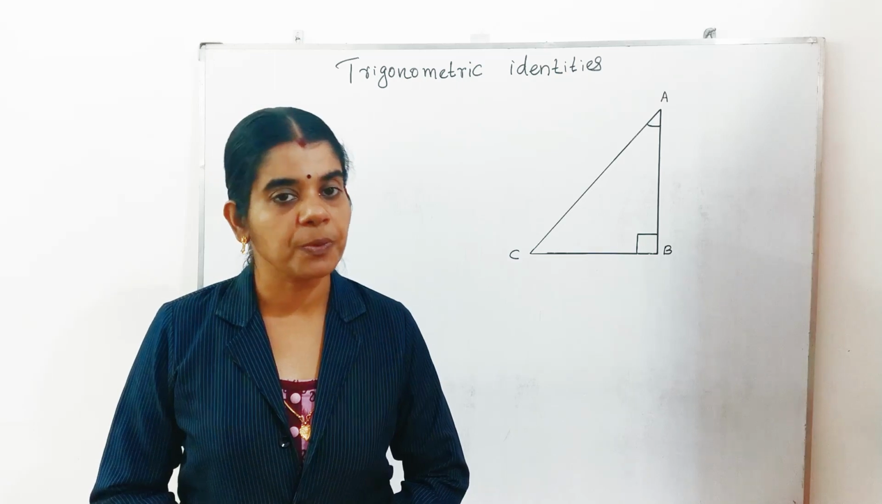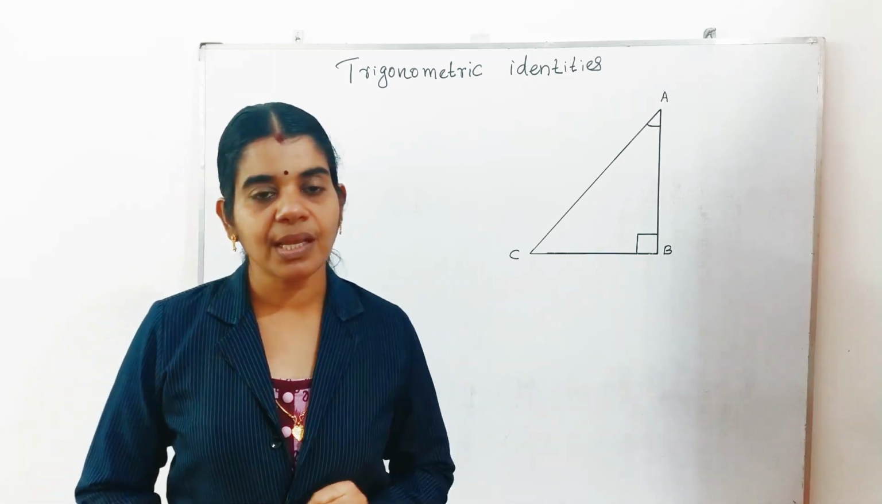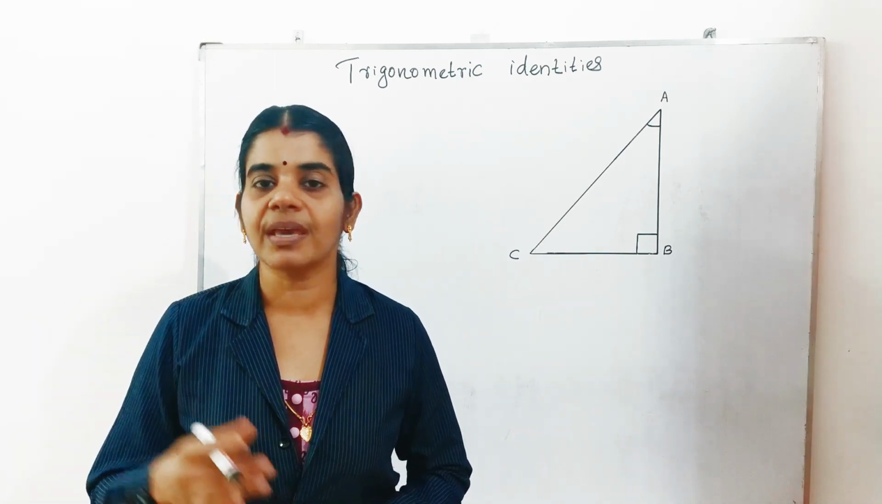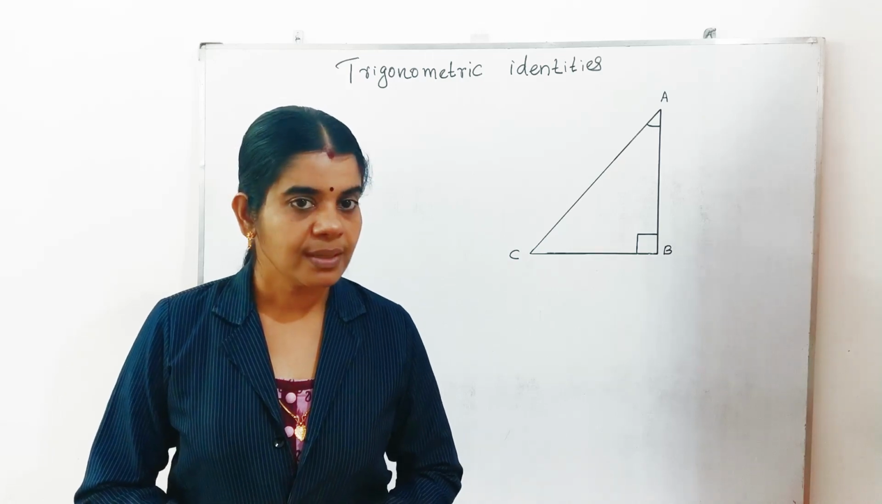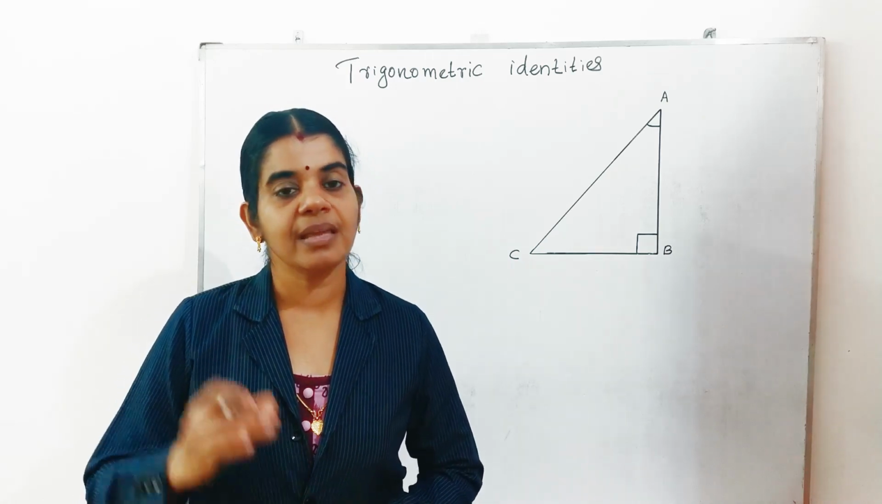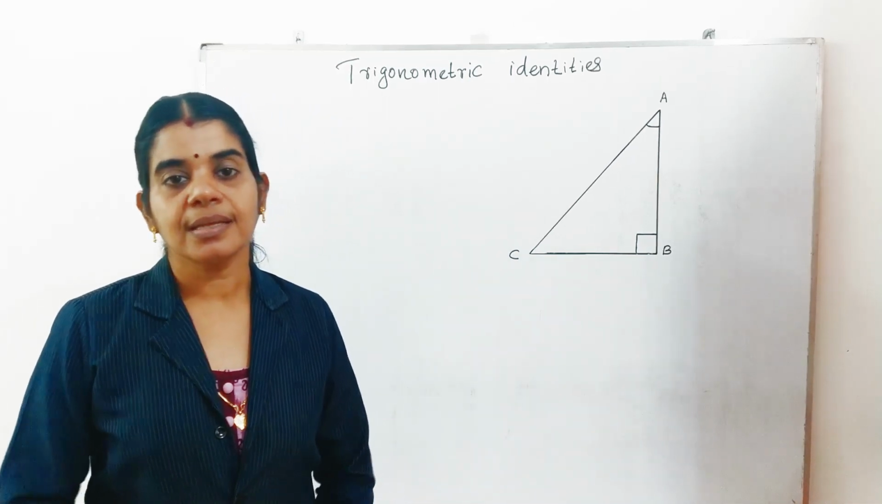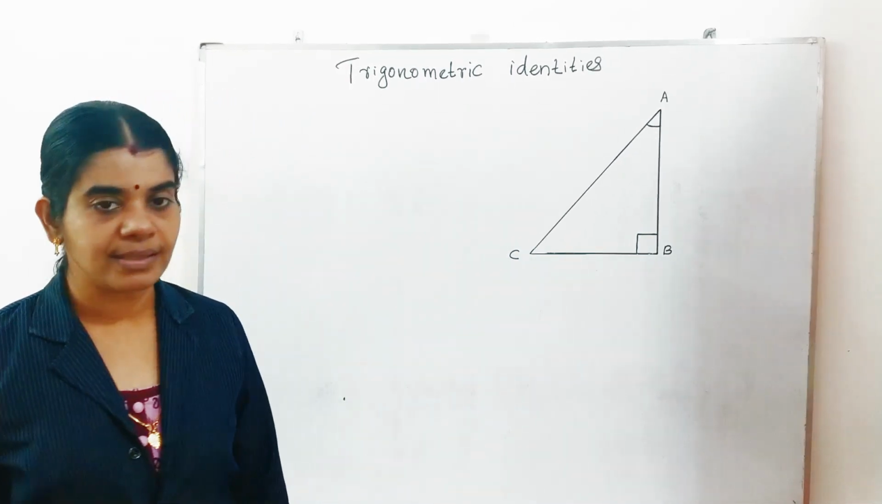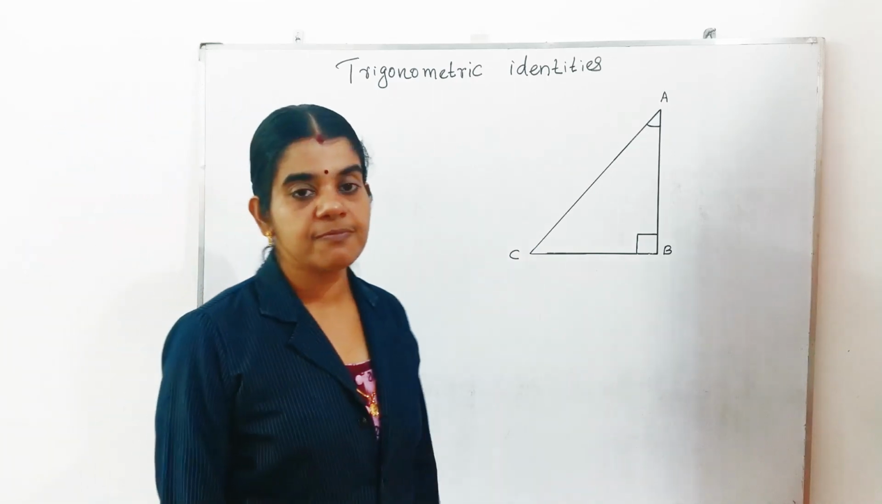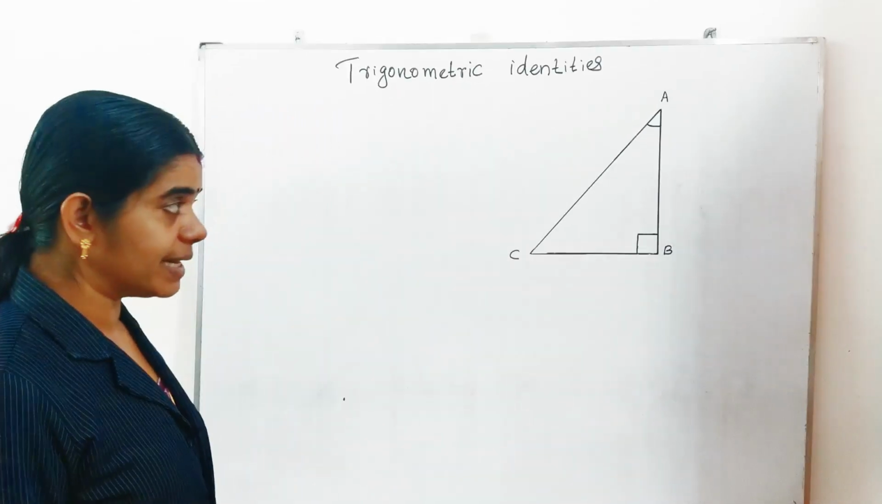So we are going to prove one identity. Using this we can prove other identities also. A trigonometric identity means an equation involving trigonometric ratios of angles. We are going to prove the first trigonometric identity.